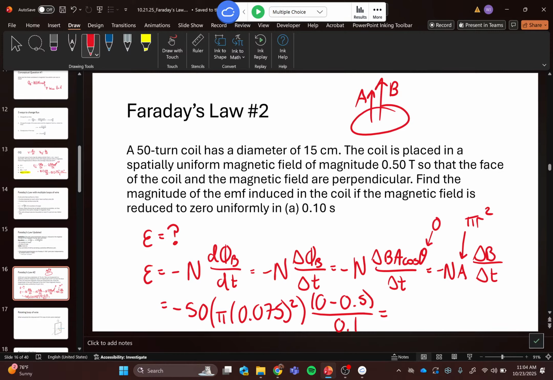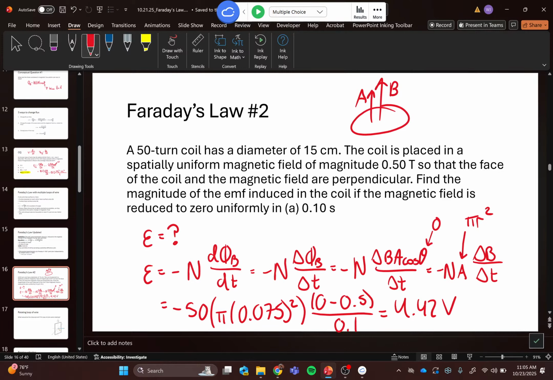This one? Delta T. That's 50? Yeah, 50. 50 turns of wire. No problem. It's always good to clarify. My handwriting ain't perfect. All right, so yeah, we get 4.42 volts.